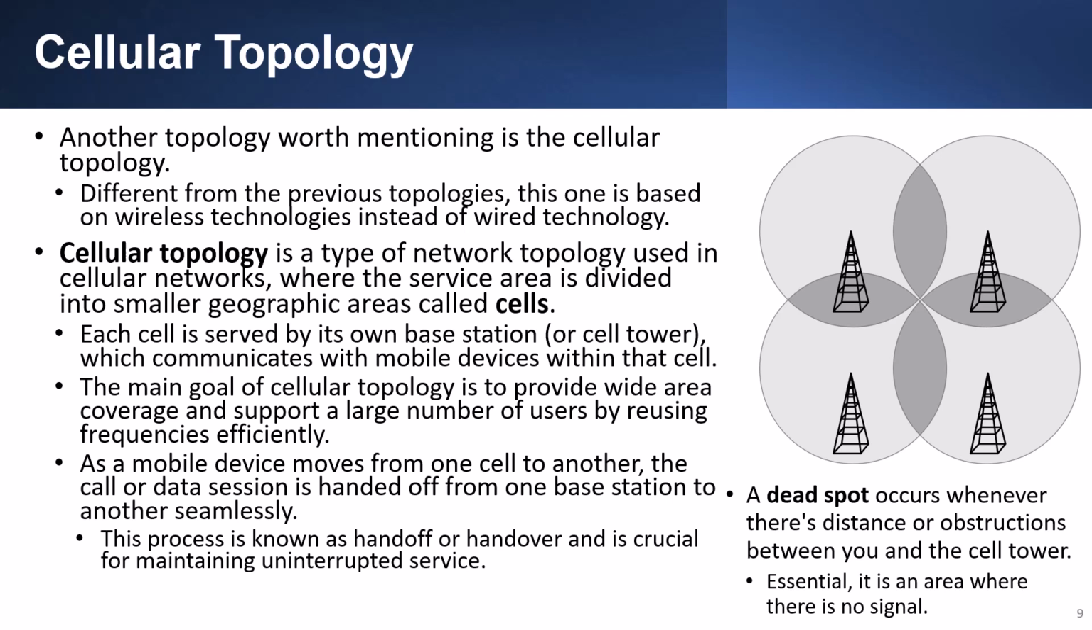As a mobile device moves from one cell to another, the call or data session is handed off from one base station to another seamlessly. A dead spot occurs whenever there's distance or obstructions between you and the cell tower. Essentially, it is an area where there is no signal.